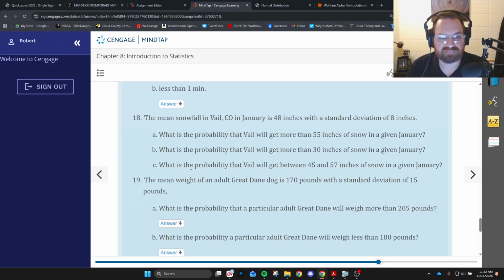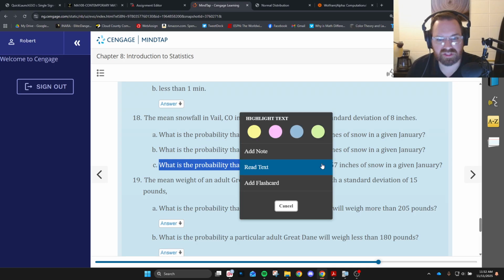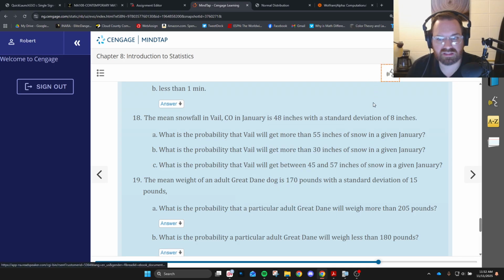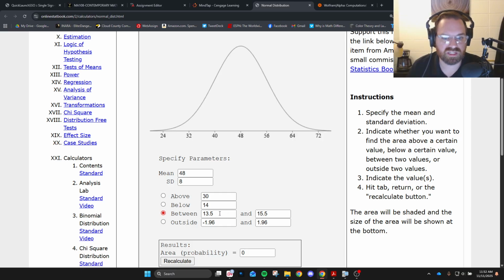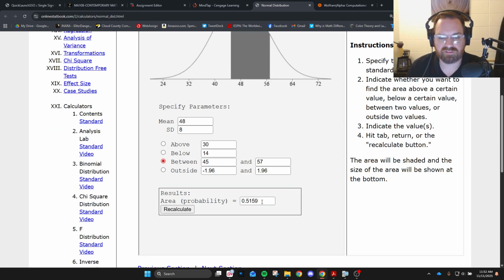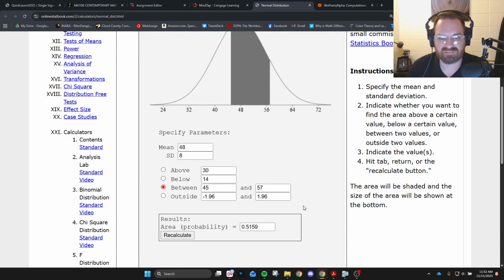All right. Last question. What's the probability that Vail will get between 45 and 57? Between 45 and 57. Boom. 51.59%, or 0.5159. There it is. There's our solution.